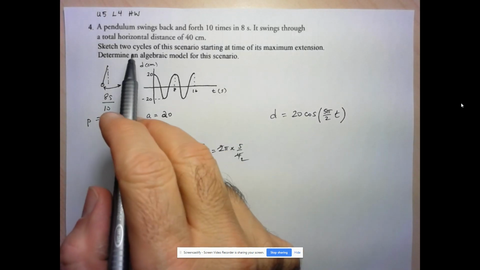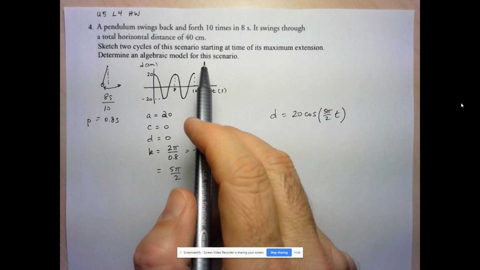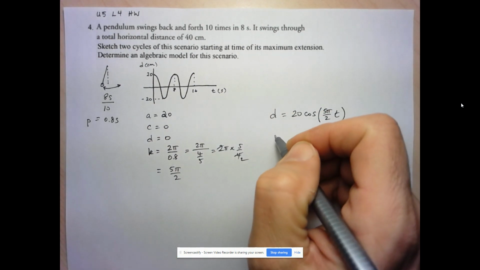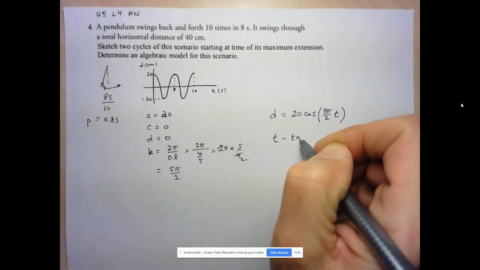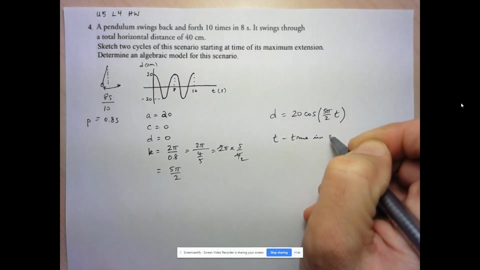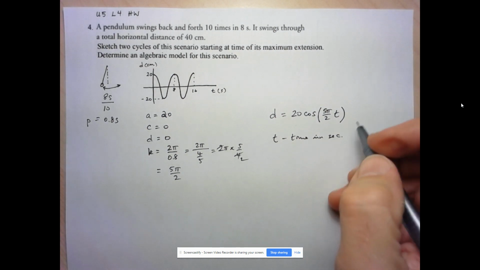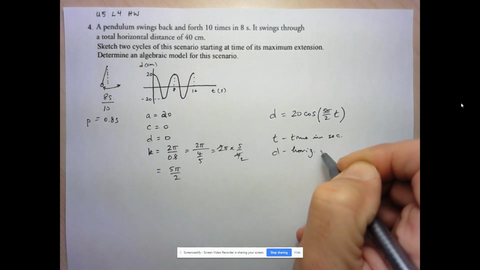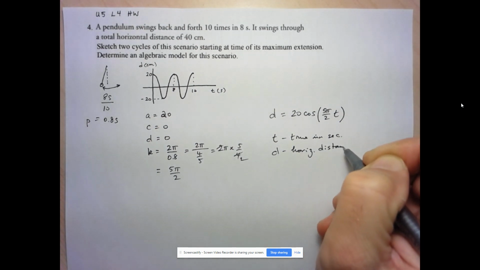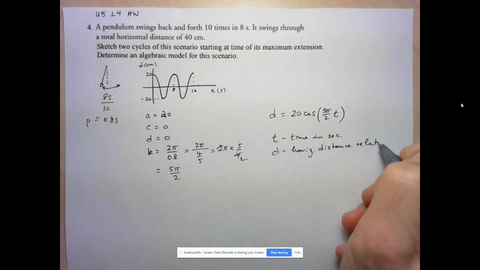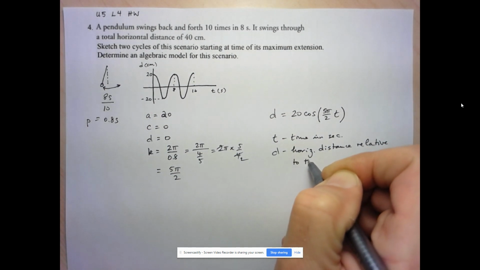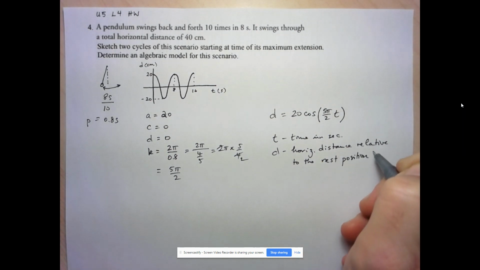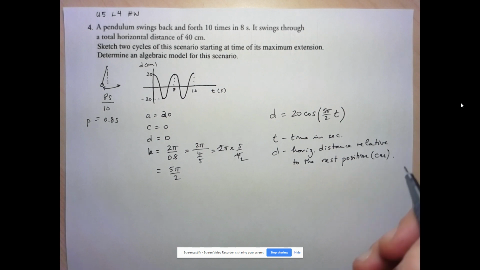But since they're actually asking me to determine this model, I'm going to need to define my variables here. So here t is time in seconds, and here d is going to be horizontal distance relative to the rest position. And that's going to be in centimeters. And that's it.